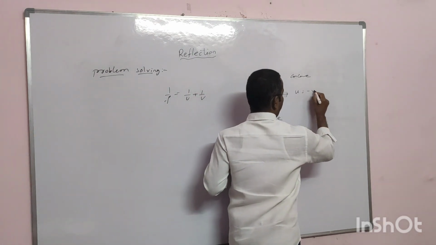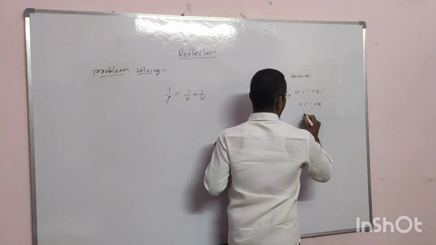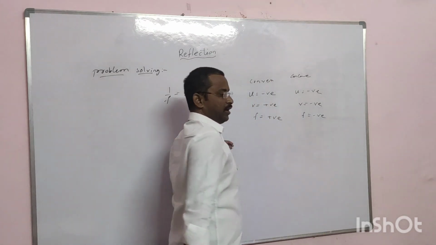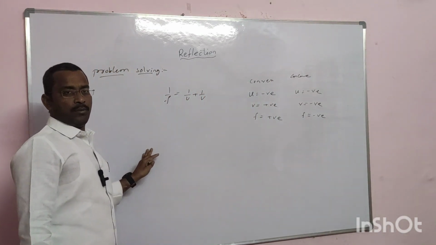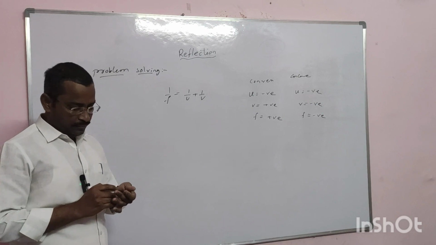And for the concave mirror, the u value is going to be negative, the v value is going to be negative, and the f value is also going to be negative. These rules will be used when you're doing a problem. Let's take an example question.